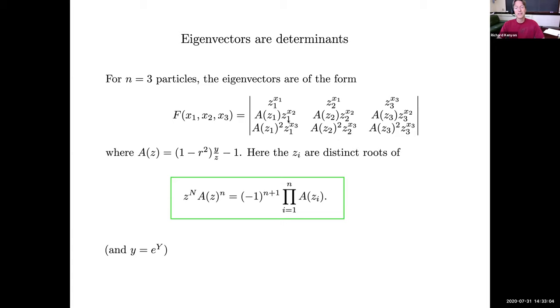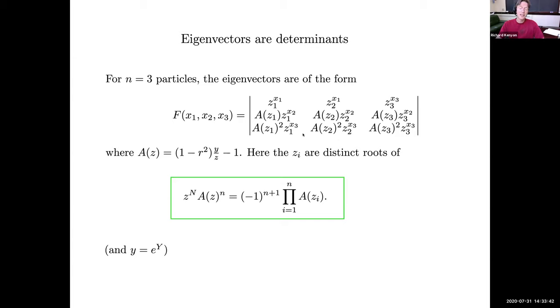Z1 to the X1, Z1 to the X2, Z1 to the X3, Z2 to the X1, Z2 to the X2, and so on. The only difference is that there are these prefactors, which are just powers of this function A: A of Z1, A of Z1 squared, A of Z1 to the zero here, A of Z2, A of Z2 squared, and so on. And here A is a very simple function which involves the constants which define the model, little y. Little y here is e to the capital Y, and r is our constant r per corner. And there's a z in there. The dependence on z is in the denominator.